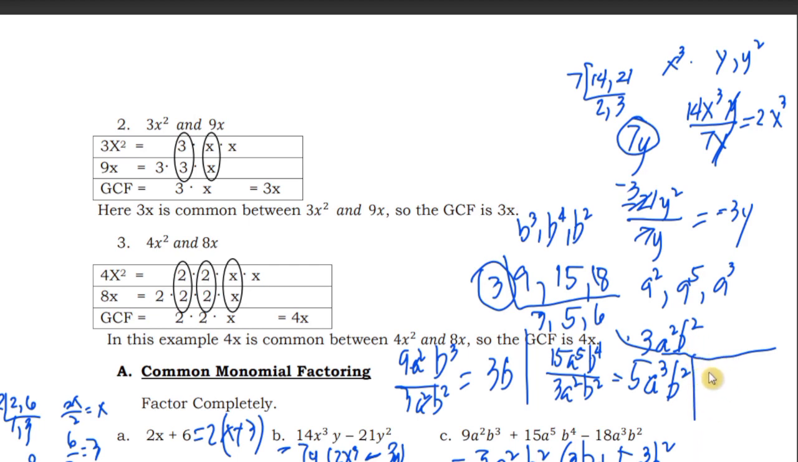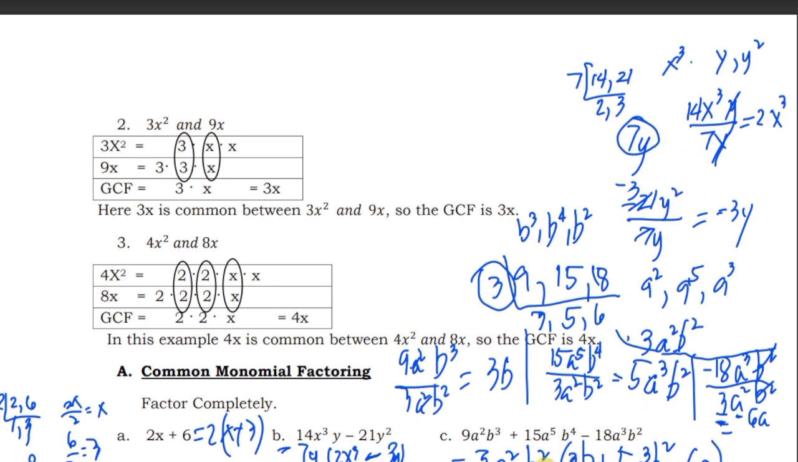Next one is negative 18a cubed b squared all over 3a squared b squared. So negative 18 divided by 3 is negative 6. A cubed over a squared, so 3 minus 2, and that is a. B squared cancels. So we have now negative 6a. So minus 6a as the answer.